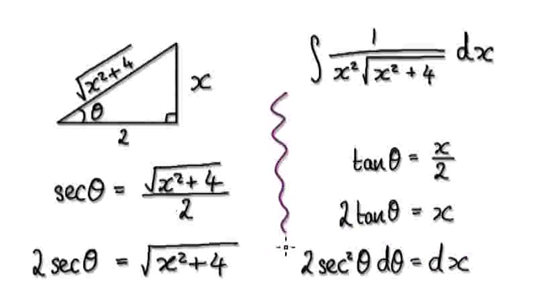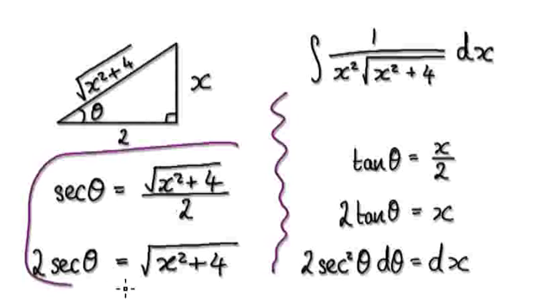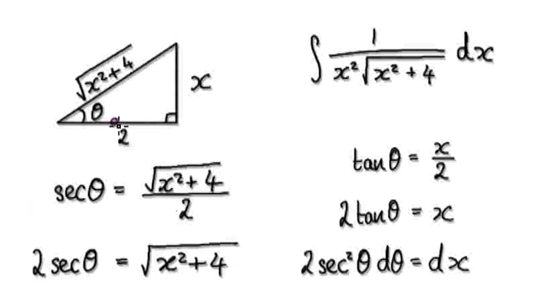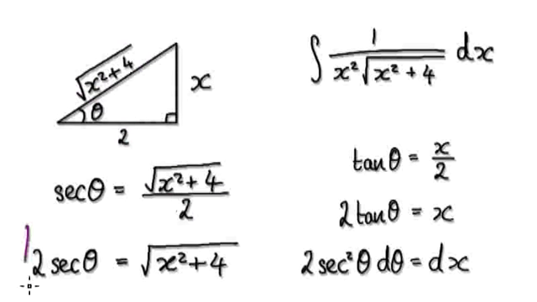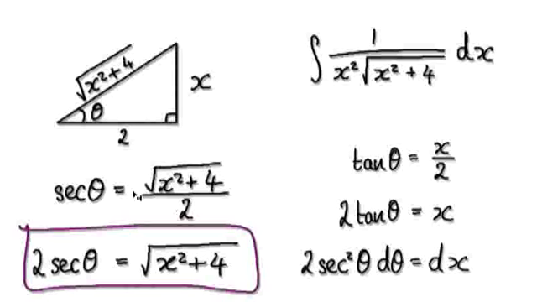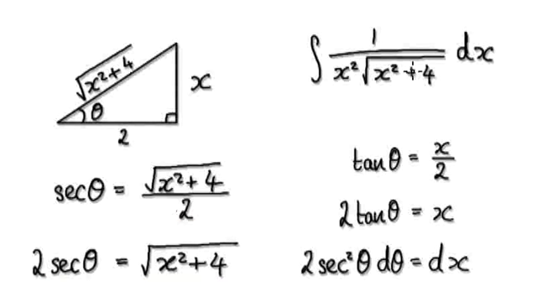And then on a separate occasion, now look at this. Cos theta would be this. So secant theta would be from here down. Secant theta will be the hypotenuse divided by 2, times both sides by 2. That will then give you this. So now you see the complicated square root bit.